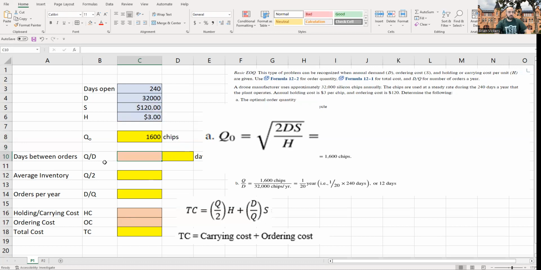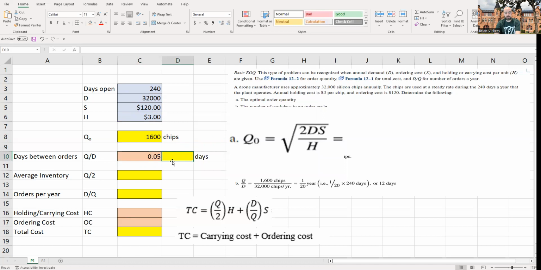All right, Q over D. Well, that's going to be equal to Q divided by D. And then we need to figure out what that is in days. Well, in days, that's equal to 5% times the days open.